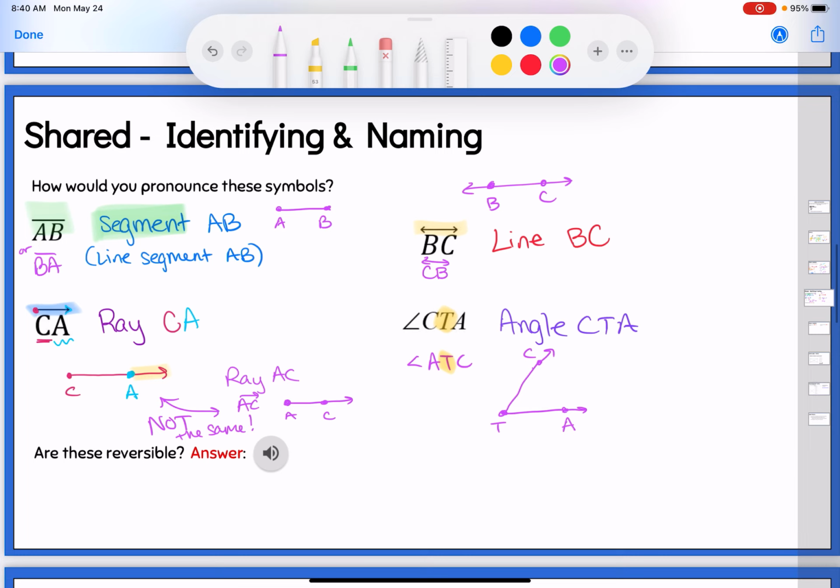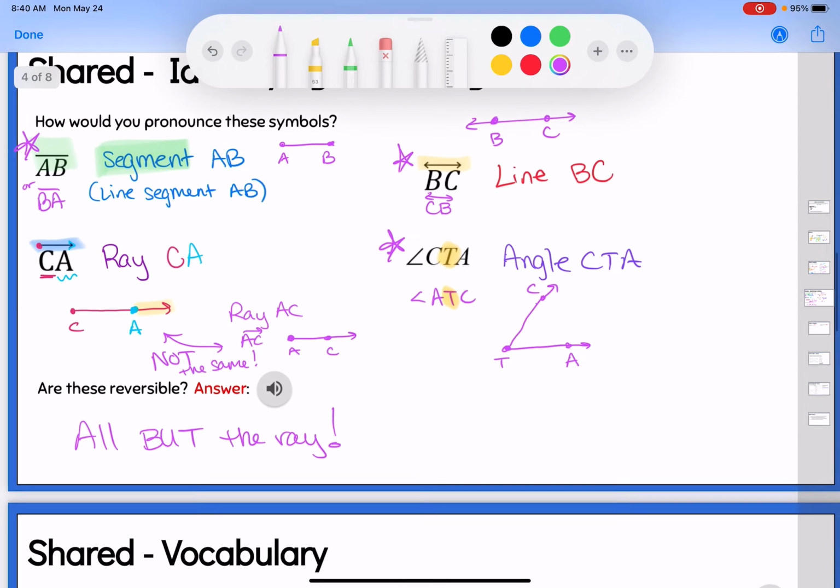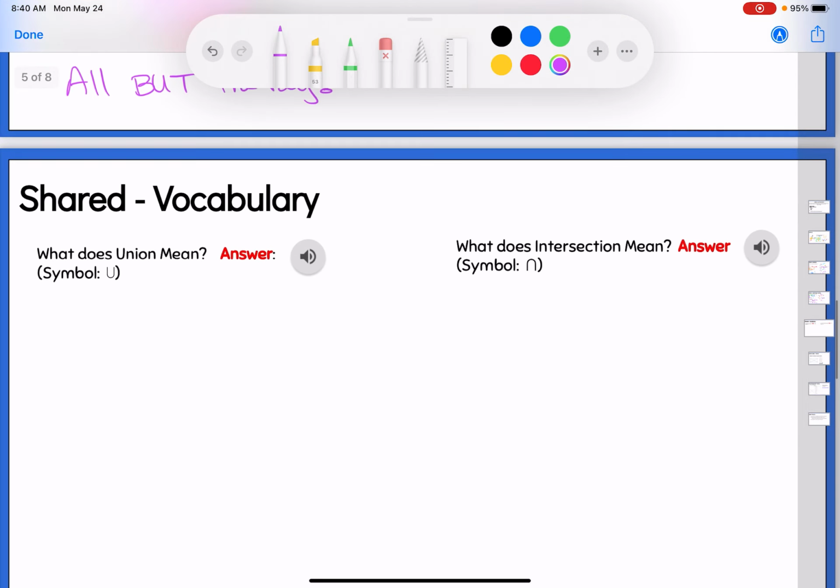So almost all of them work. Yes to the segment, yes to the line, yes to the angle, no to the ray. So all are reversible, but the ray, that one is not. All right. So we got through our vocabulary. Now we're going to talk about something new.